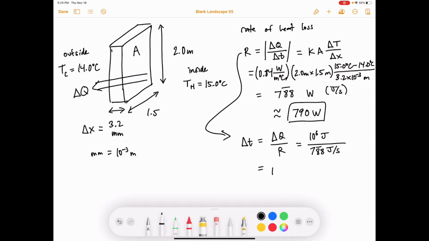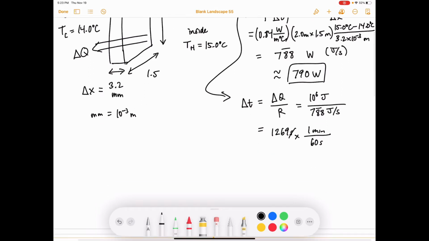So we have 1,269 seconds. If we convert that to minutes, because in every 1 minute we have 60 seconds, what we get is about 21 minutes. So it takes about 21 minutes to lose 1 million joules of energy through the window.